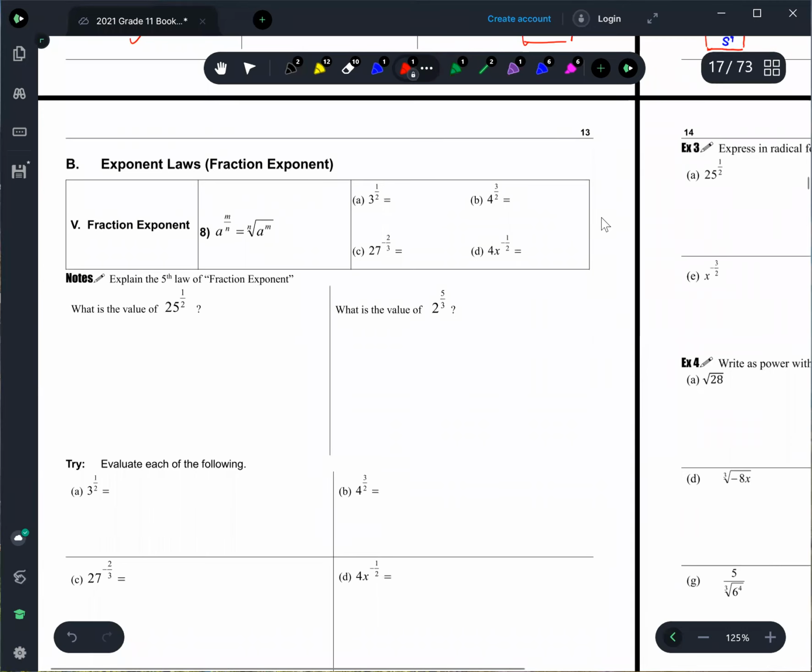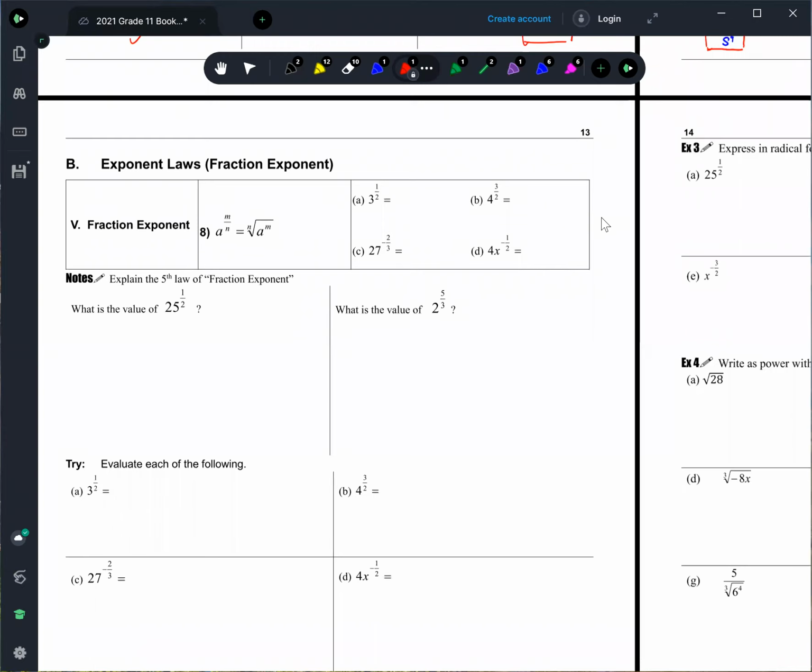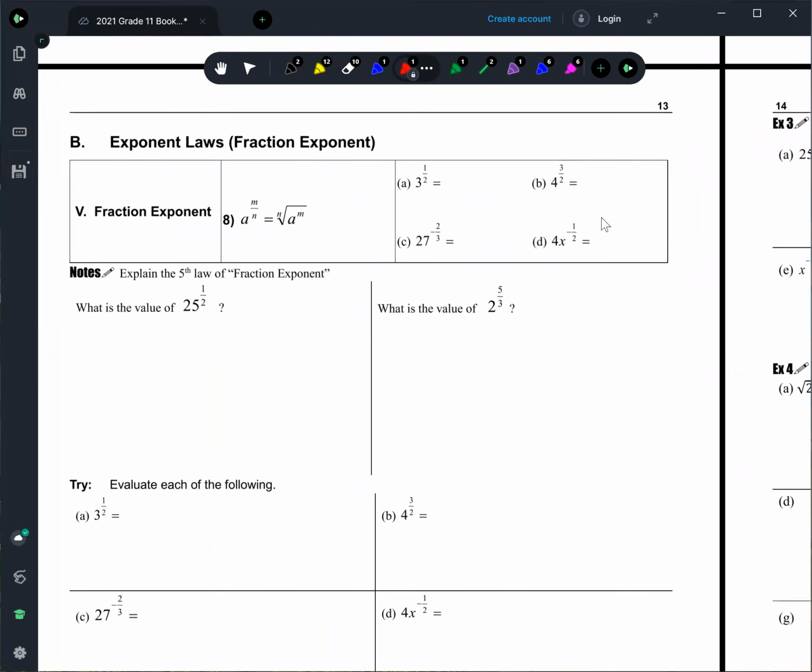Okay, so we are on page 13, okay? Last week we reviewed all the exponent laws, including the negative exponent. Today we're going to look at what happens if a fraction appears in the exponent, okay? It doesn't have to be a fraction, it could be a decimal, right? Because a decimal you could rewrite as a fraction, right?